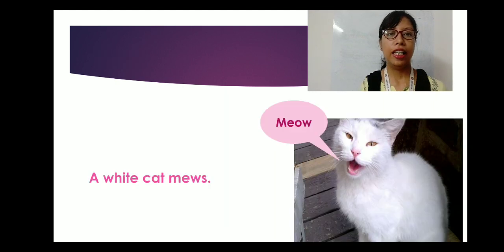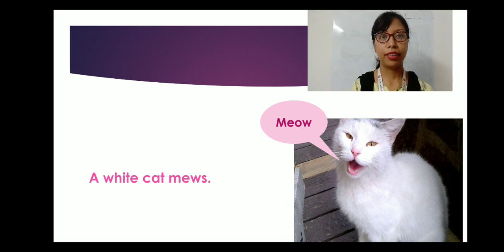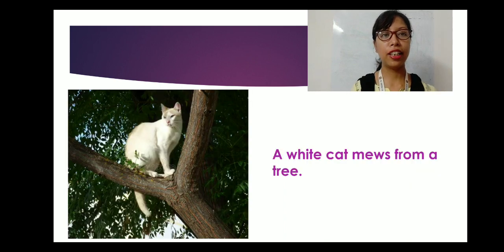Next, what does the cat do? Or what is the cat doing? A white cat mews. So here I have added the word mews, right? And from 3 it has become 4 words. A white cat mews. Now let's move towards the next one.